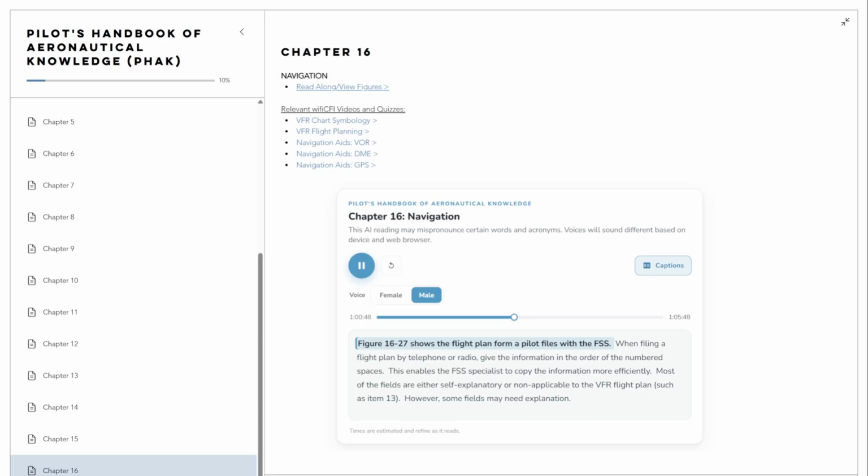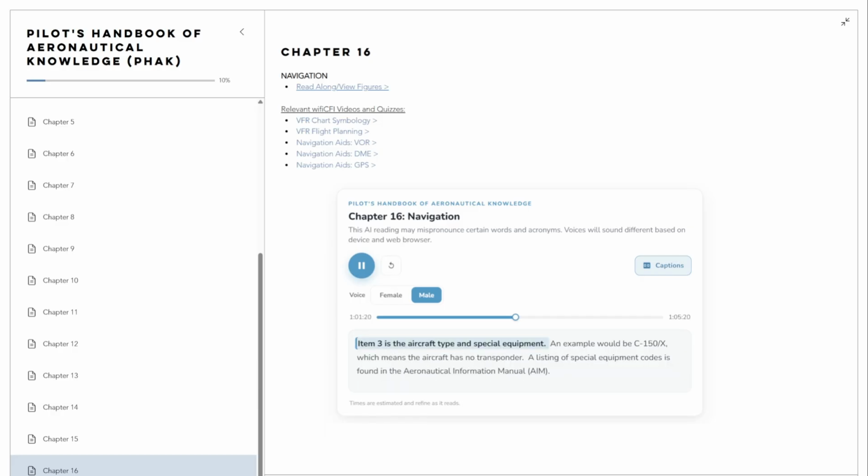Figure 16-27 shows the flight plan form a pilot files with the FSS. When filing a flight plan by telephone or radio, give the information in the order of the numbered spaces. This enables the FSS specialist to copy the information more efficiently. Most of the fields are either self-explanatory or non-applicable to the VFR flight plan, such as item 13. However, some fields may need explanation.